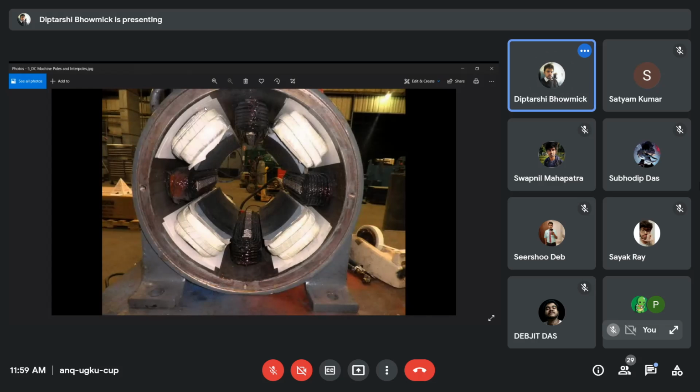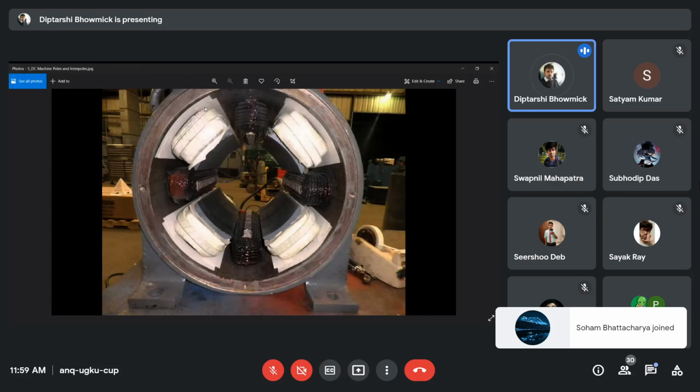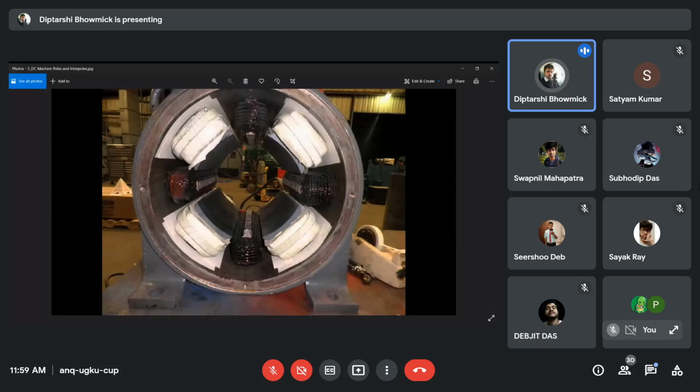Now, if you find that a field coil consists of only thin wire with a huge number of turns, then you can say that it is a shunt field machine. And if a machine has a field winding with thick wire and a few number of turns, then you can say that it is a series winding machine or series field machine.